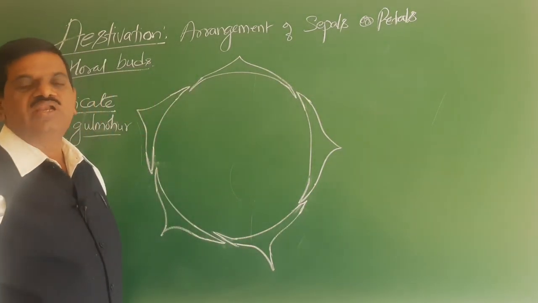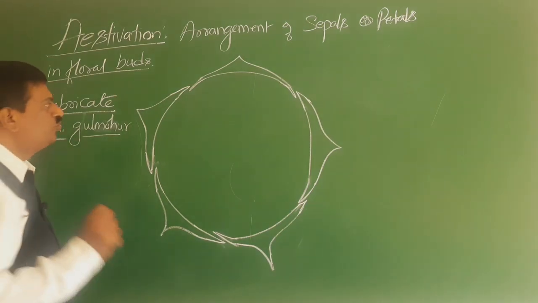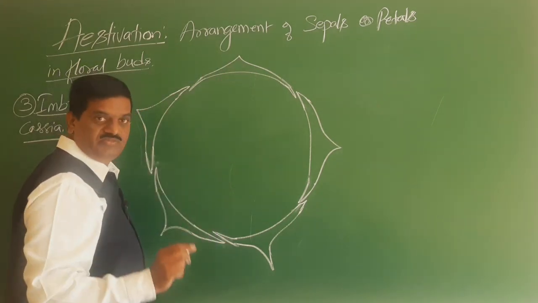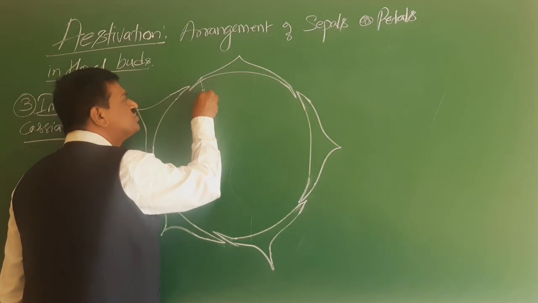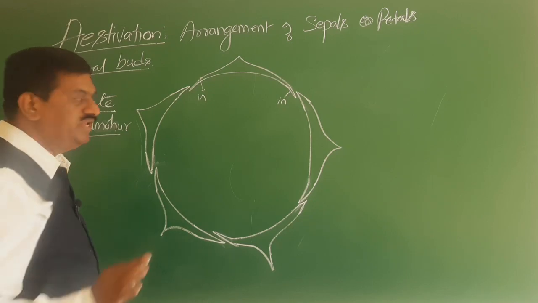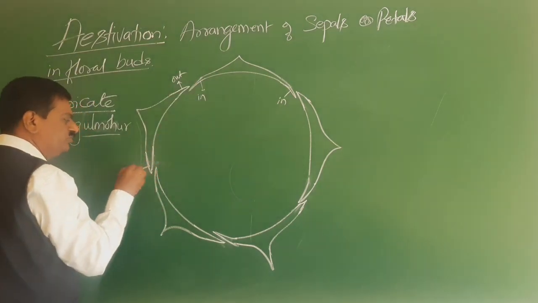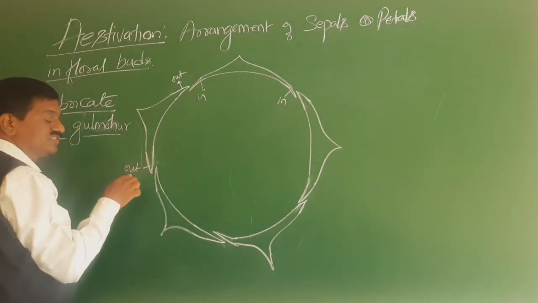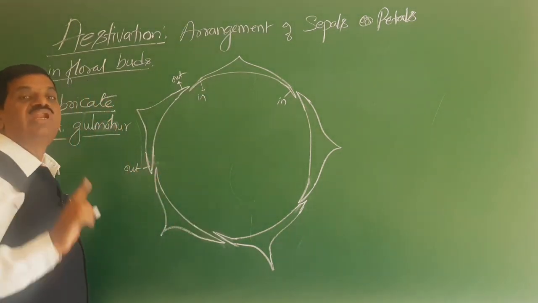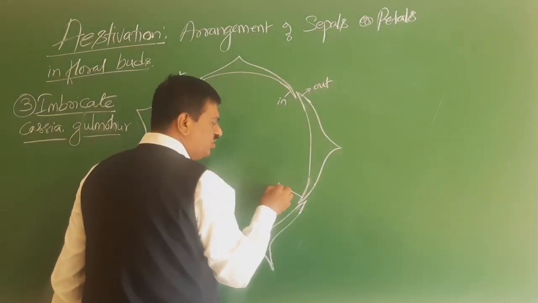Students, we are going for the next one called imbricate estivation. In an imbricate estivation, we can see that one petal or one sepal is completely in, meaning both the edges of the petal are on the inner side. So one petal is completely in and one petal is completely out, both the edges of that petal are out. The remaining 3 will have an in and out arrangement. So this is called out and this is called in.